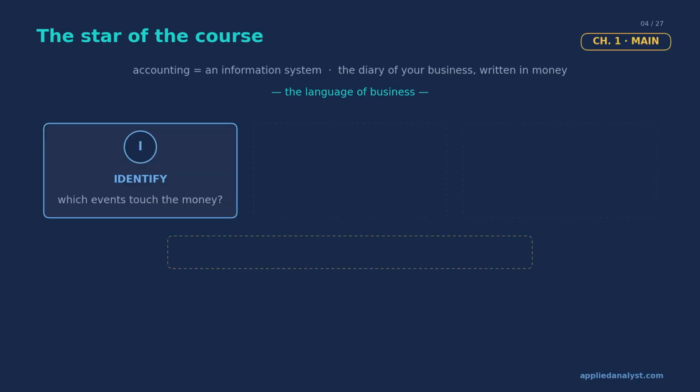Now the star of the course. Accounting is an information system that reports the economic life of a business. In plain English, it's the diary of your business, written in money, so anyone can read the story later. That's why it's called the language of business.